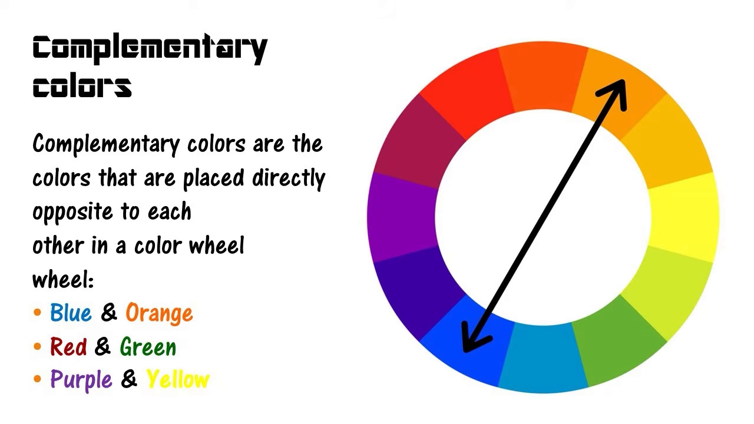Now we have complementary colors. Complementary colors are basically the colors present in a color wheel which are just opposite to each other, meaning whose positions are just opposite to each other, and there are 6 pairs in number in a color wheel. So we have examples like blue and orange, red and green, purple and yellow.